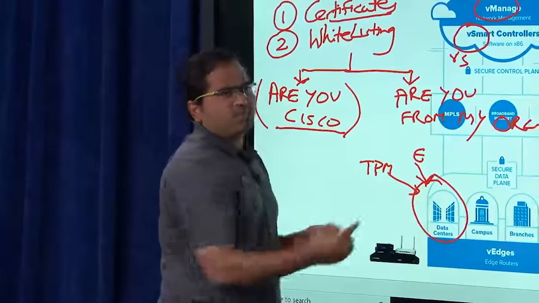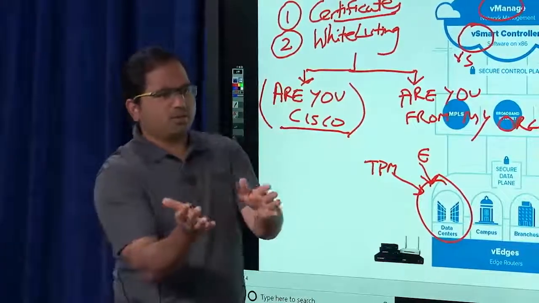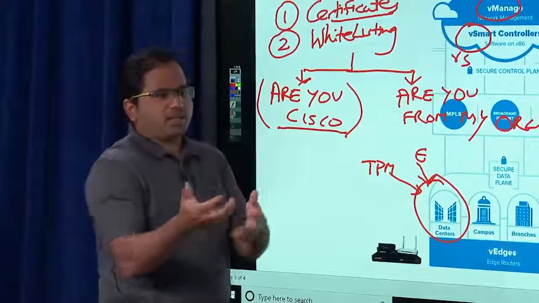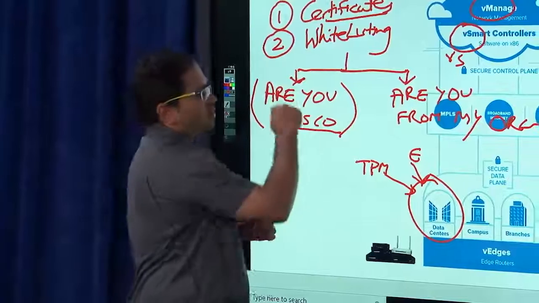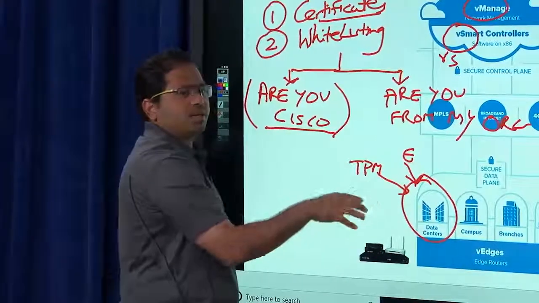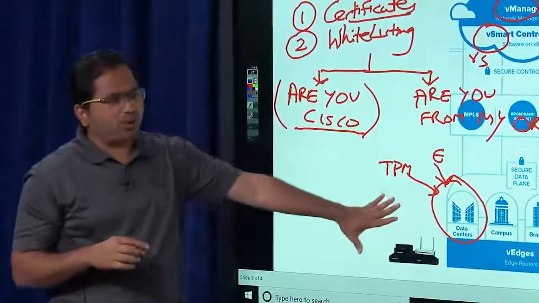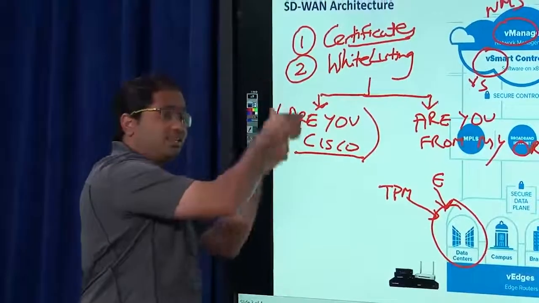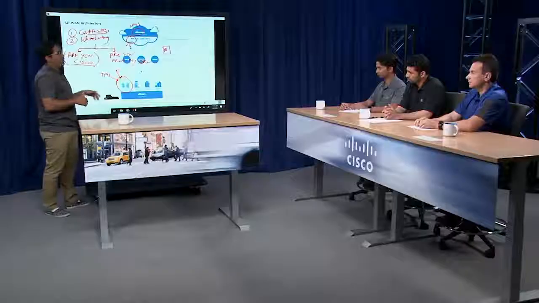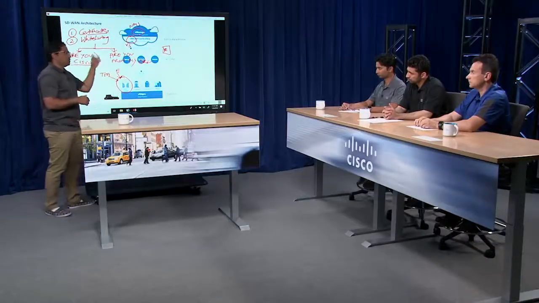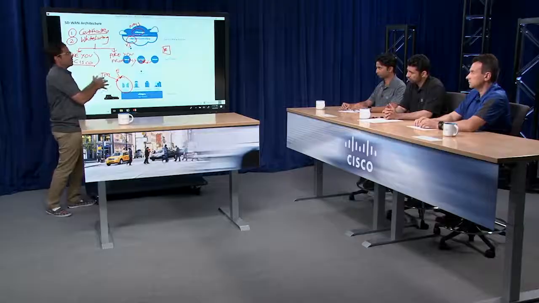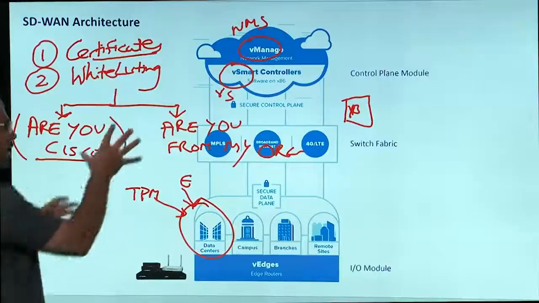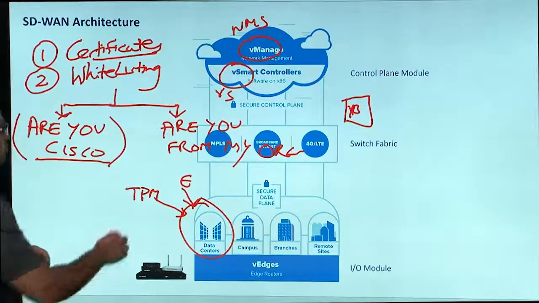The edge devices, when they talk to any of the controllers, present this certificate to the controller saying, hey, can you authenticate me? The controller then looks at the certificate and certifies, hey, you are a Cisco box. Conversely, the controller also presents its certificate down to the edges. The edge also authenticates that the controller is actually the controller it should be connecting to. So there is a two-way authentication mechanism built into the system.